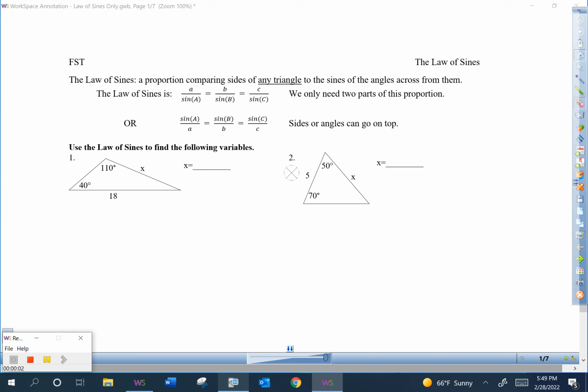Alright, y'all, we're going to talk about the law of sines today. You know a little bit about this, but we're going to talk about it in more detail. So please make sure you have a calculator and that its mode is in degrees.